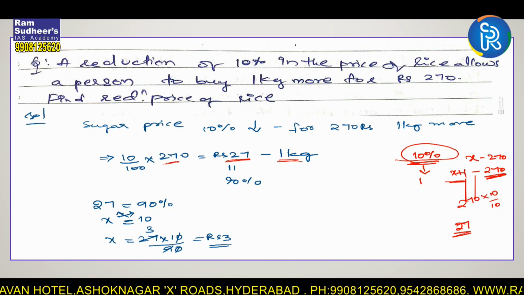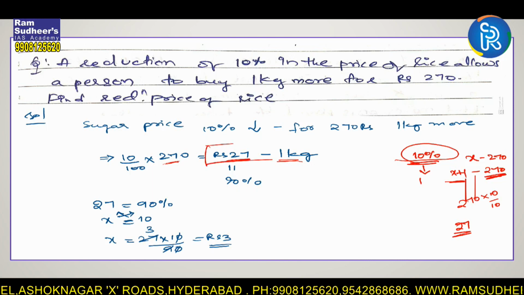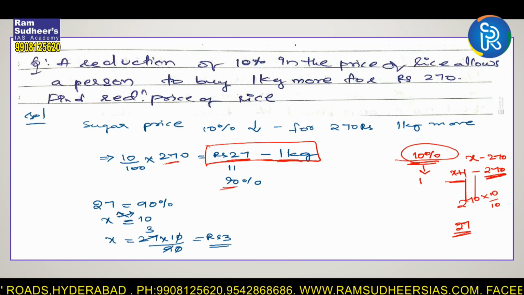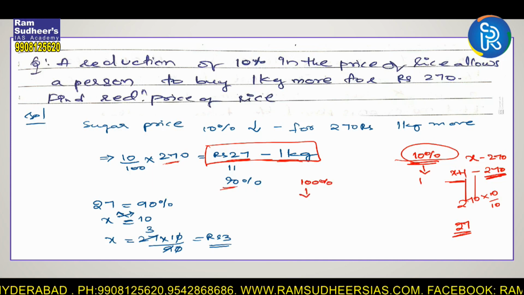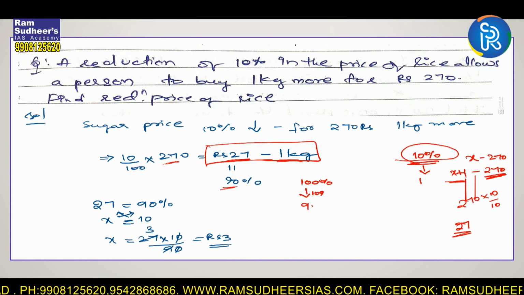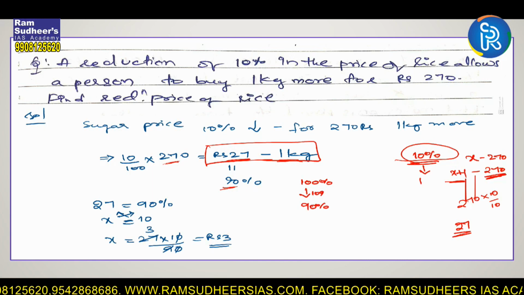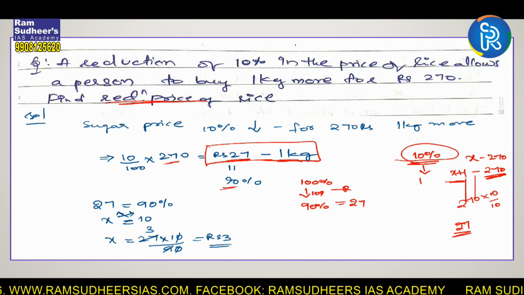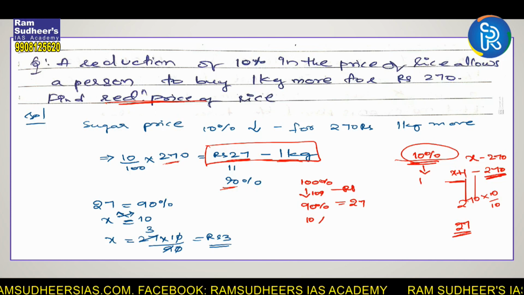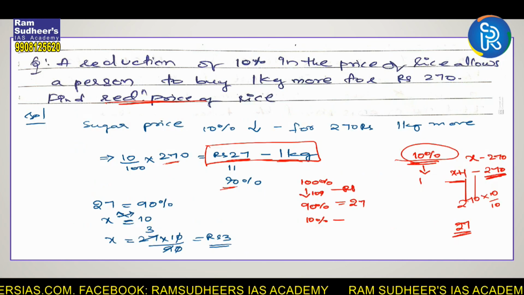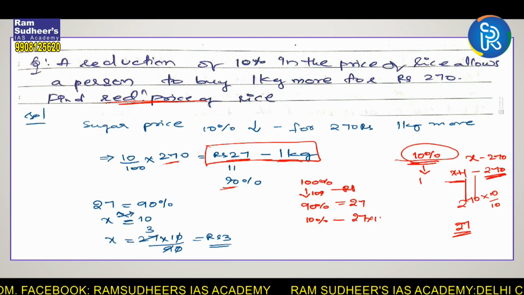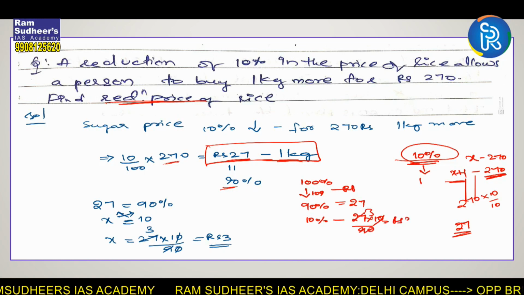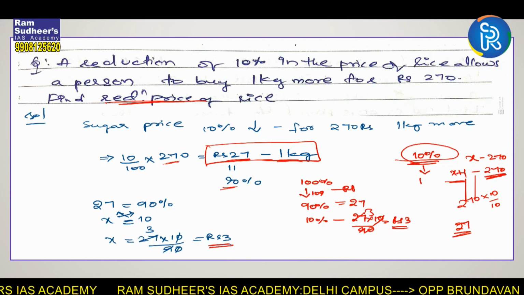Now, the new price for 1 kg is 27 rupees, and this is 90%, because initially it was 100%, it was reduced by 10%, and therefore now it is 90%. This 90% is 27 rupees, and he's asking us to find the reduction in price. The reduction in price is 10%, and therefore 90% is 27, and 10% is 27 into 10 by 90, which is 3. Therefore, the reduction in price is rupees 3, and this is my answer, rupees 3.